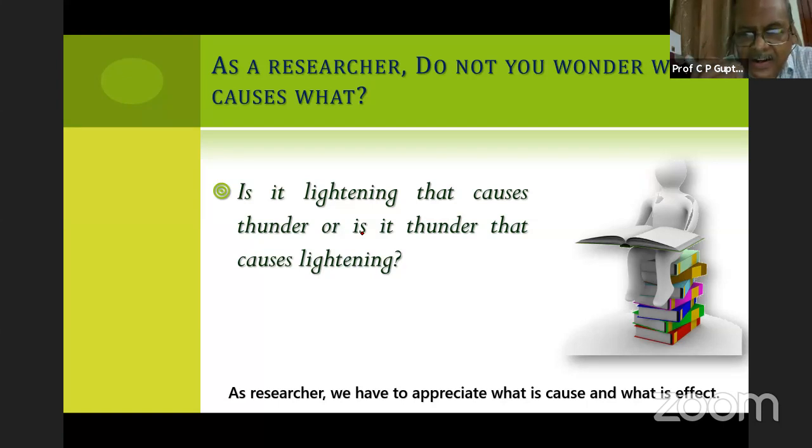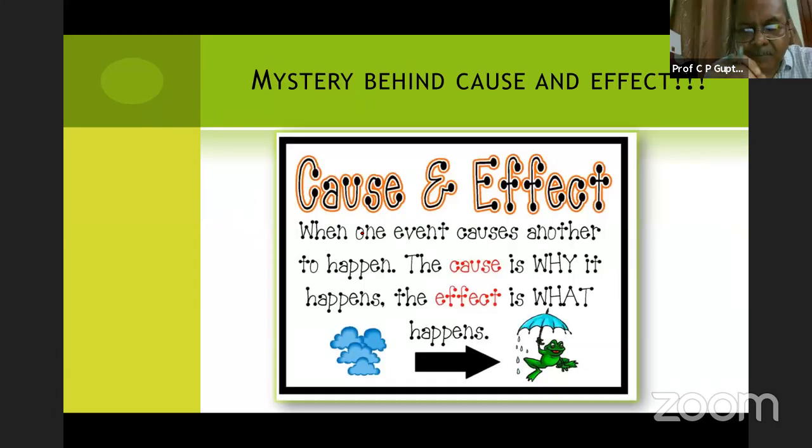Can I say thunder is a cause, lightning is an effect? Or can I say lightning is a cause or thunder is an effect? Can I say both are causes, both are effects? I do not know. As a researcher, many times we do not know these questions, but you have to know those questions. As a researcher, you have to find answers for those questions. What is causing what? So that's the mystery which we have to understand, the mystery behind cause and effect.